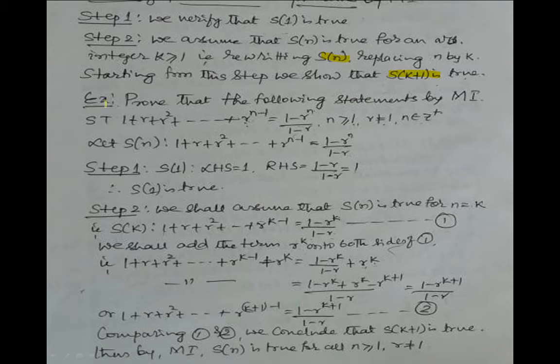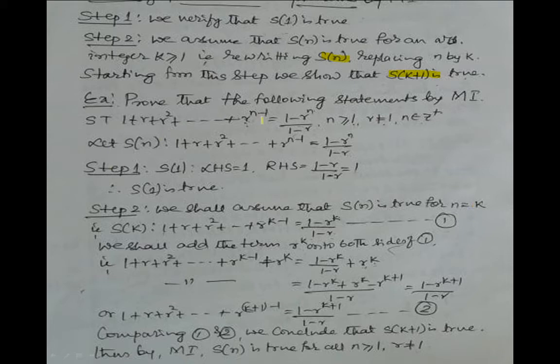Let me take one simple theorem. Prove the following statement by mathematical induction. The statement is 1 plus r plus r squared and so on up to r raised to n minus 1 is equal to 1 minus r raised to n divided by 1 minus r, where n is greater than or equal to 1, r is not equal to 1 and n is a positive integer.